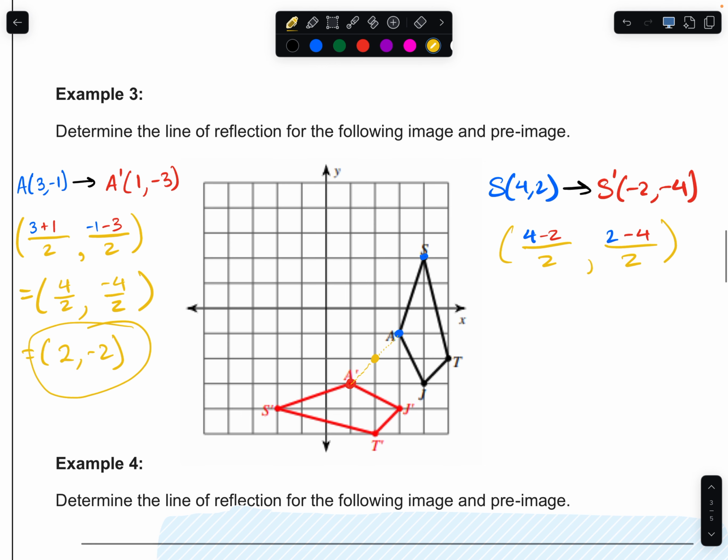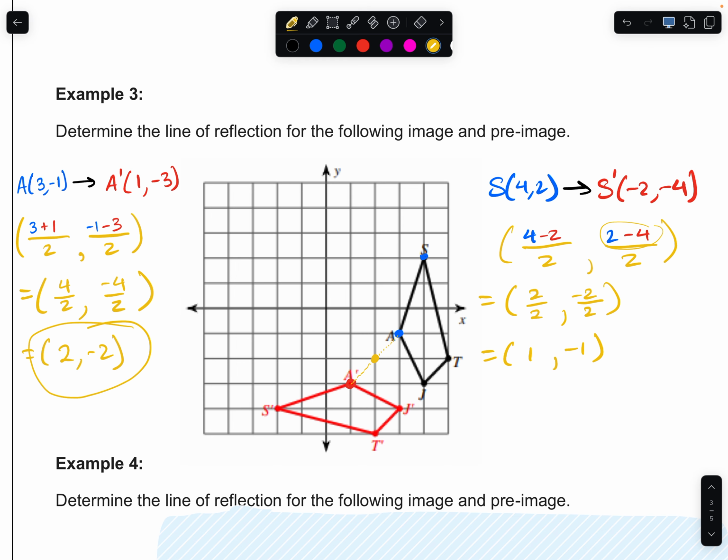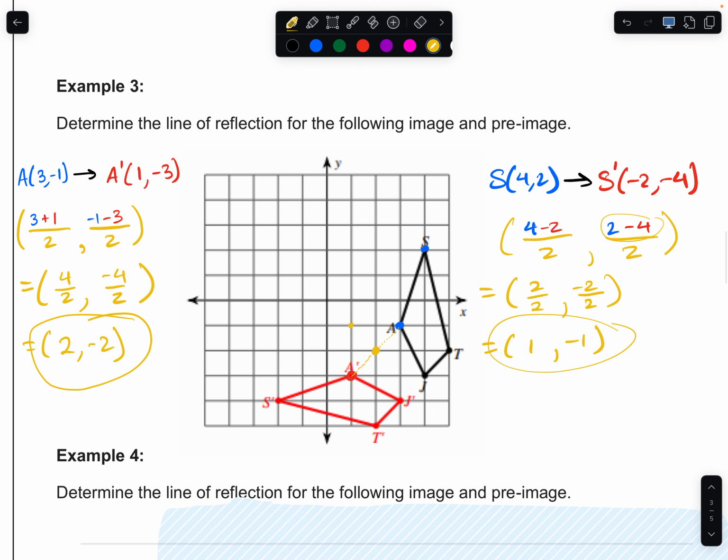So that point that I wrote in yellow, we can simplify that a bit. 4 minus 2 is 2. So I'll have 2 over 2 for the x coordinate. And 2 minus 4, that's -2. -2 over 2 is the y coordinate. We can divide those. So that's really 1, -1. That's another point on our line of reflection. 1, -1 is right here. And sure enough, do you see how that's the same distance from S as it is from S prime?